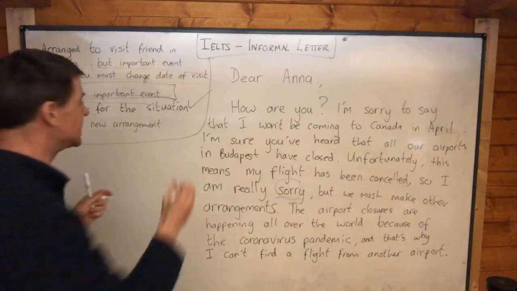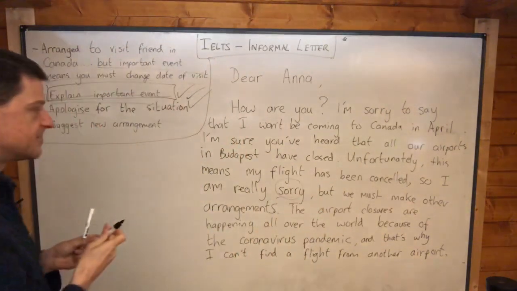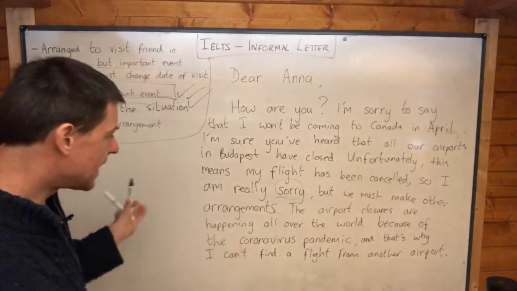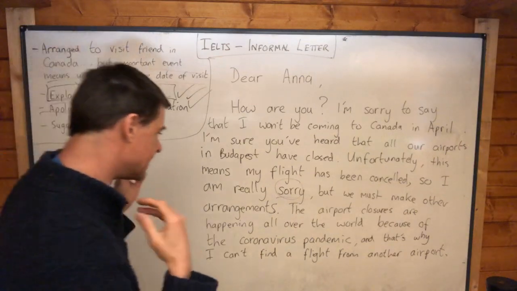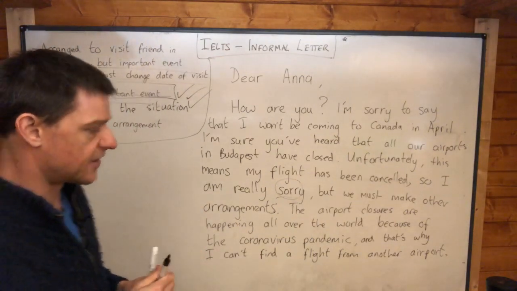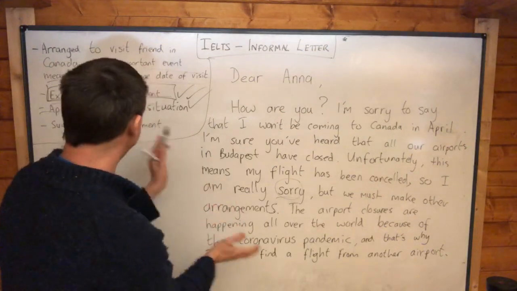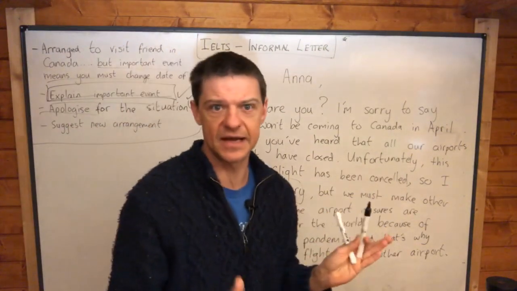Yeah, we've done everything here, and we've apologised as well. You know, so I'm really sorry, but we must make other arrangements. There's your apology. And the airport closures are happening all over the world because of the coronavirus pandemic. And that's why I can't find a flight from another airport. Now that's really clear. You've made it very clear why there's no way you're going to Canada in April.